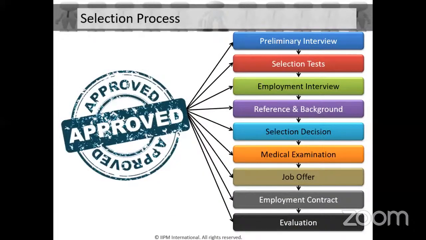Now, the selection process involves these steps: the preliminary interview, selection test, employment interview, reference and background, selection decision, medical examination, job offer, employment contract, and evaluation. Okay, so if you want to employ, if you want to select, you must go through these processes. There should be a preliminary interview.